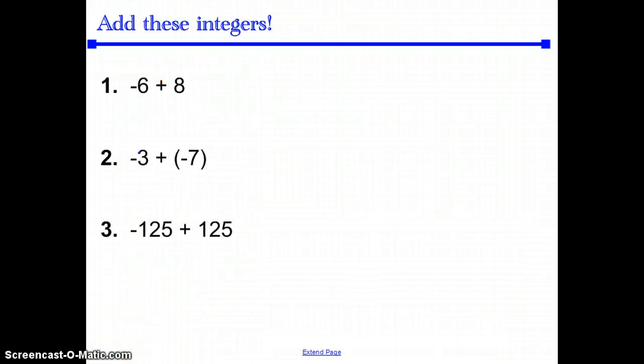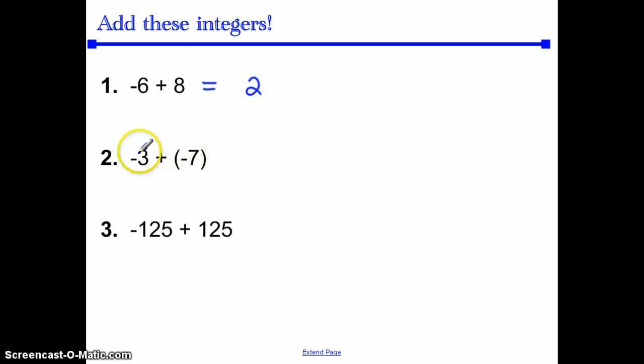Now we'll try a couple more. In this first example, we have -6 plus 8. So we have two numbers, a negative and a positive, which means we're going to subtract the 8 and the 6. So we always do the larger one minus the smaller one, so 8 minus 6 is 2. And then if we compare 6 and 8, 8 is larger and 8 is positive, so our answer is positive.